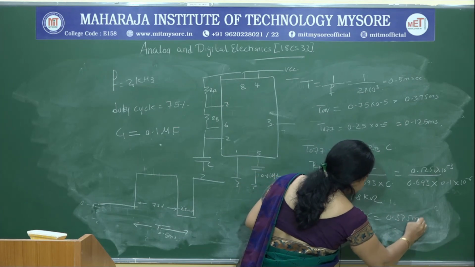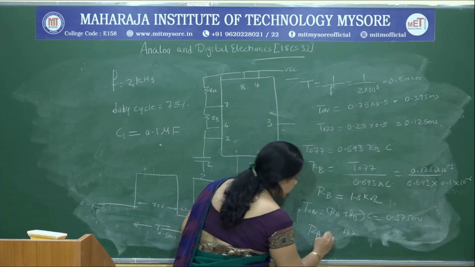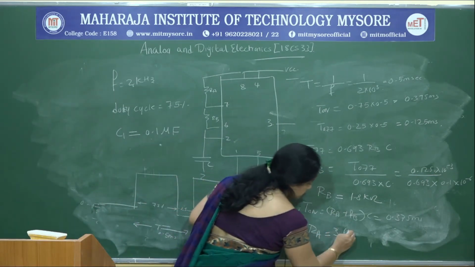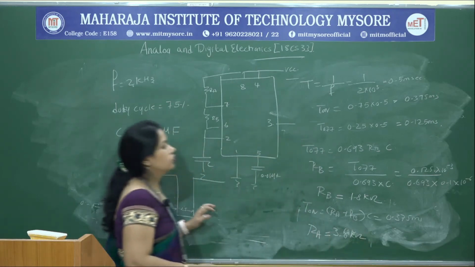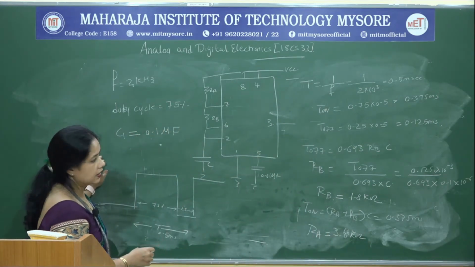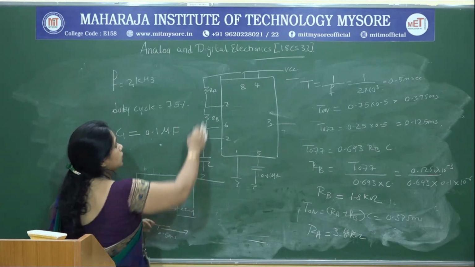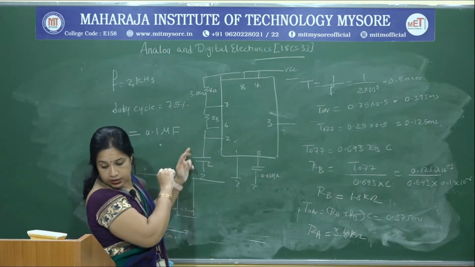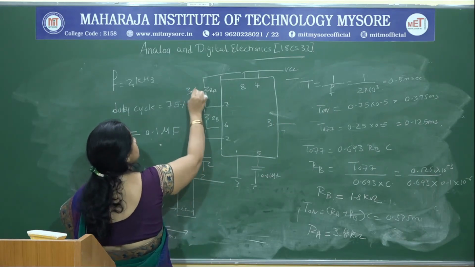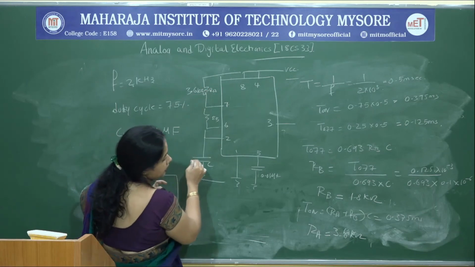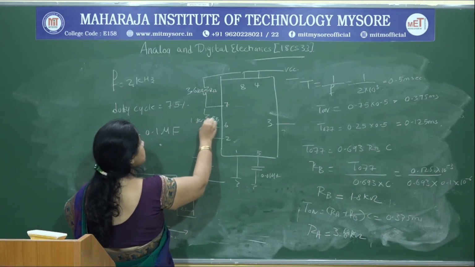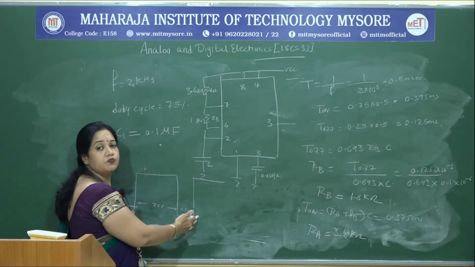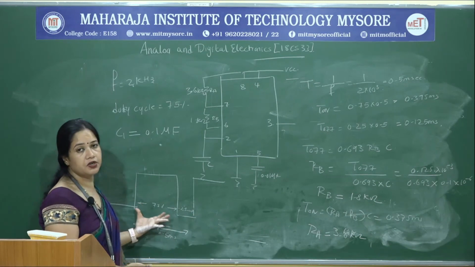You substitute these values, you will get a resistance value RA equal to 3.6 kilo ohms. So, if you are asked to design a circuit for a given frequency and given duty cycle, you follow these steps. Your RA found out is 3.6 kilo ohm, and RB is 1.8 kilo ohms, and this meets the given requirement. So, you get an output of frequency 2 kilohertz with a duty cycle of 75%.